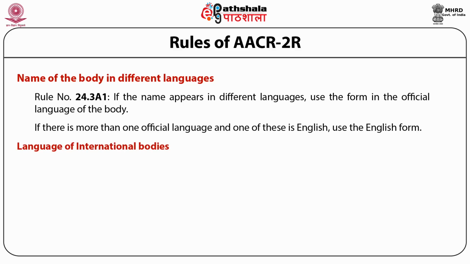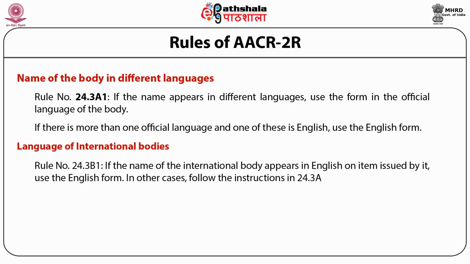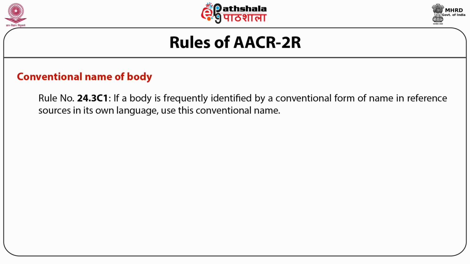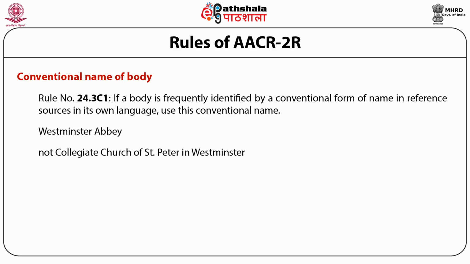Language of international bodies. Rule number 24.3b1. If the name of the international body appears in English on items issued by it, use the English form. In other cases, follow the instructions given in rule number 24.3a. Example, Arab League, not Union des États Arabes. Conventional name of body. Rule number 24.3c1. If a body is frequently identified by a conventional form of name in reference sources in its own language, use this conventional name. Westminster Abbey, not Collegiate Church of St. Peter in Westminster.